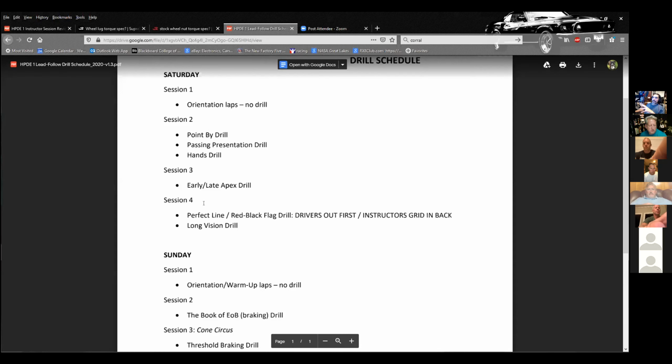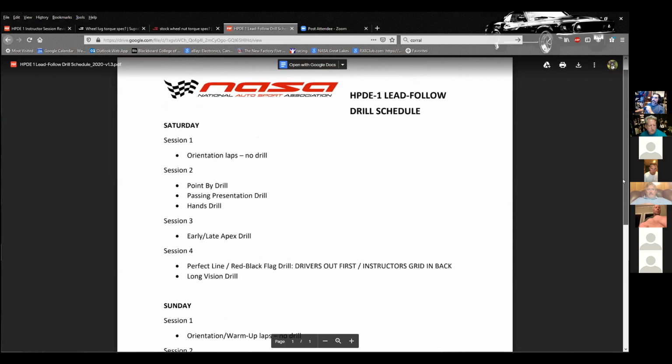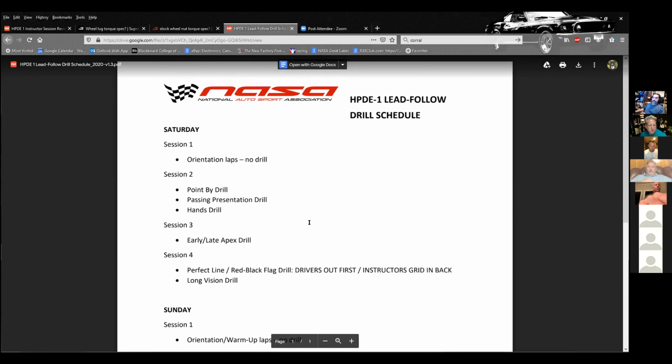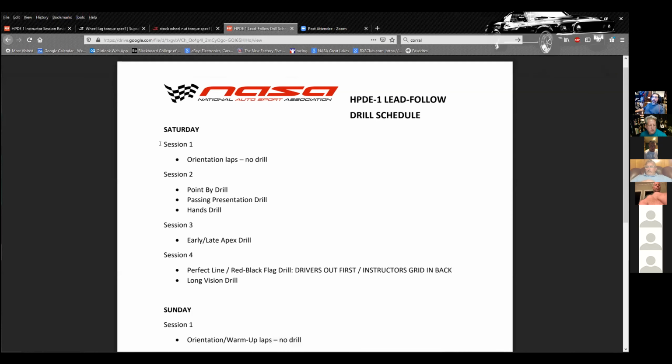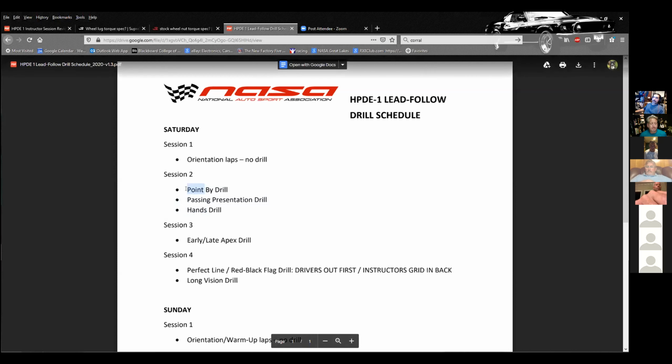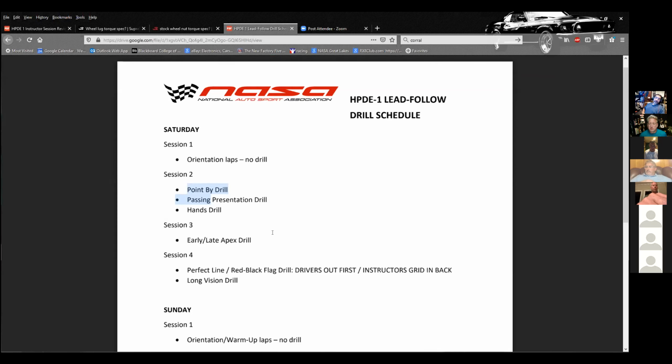We're going to spend all day Saturday and Sunday with these guys, and I'm going to point out a drill, a session, which is, I think, super important. Just like before, session 1, orientation, right? So we're just getting them comfortable with the track. Session 2, these drills here, point by, passing, hands drill, point by and passing especially, these drills are like, when you read them, you're kind of like, I think I'm gonna yawn, because these are minor, these are small drills. They are super important. This session is absolutely crucial.